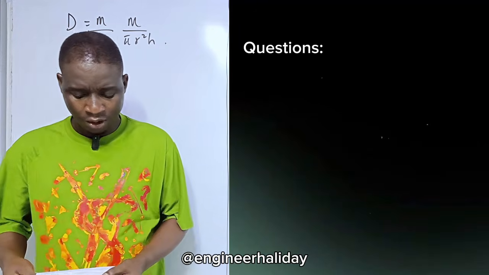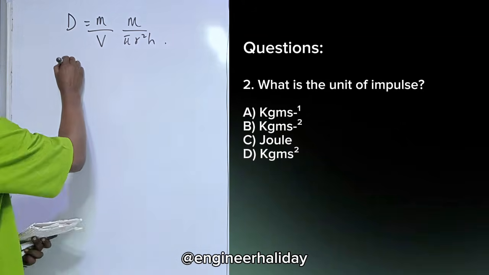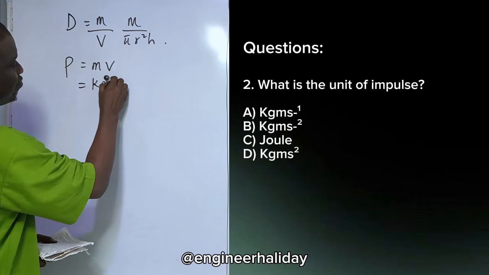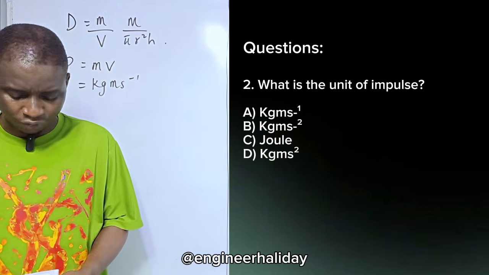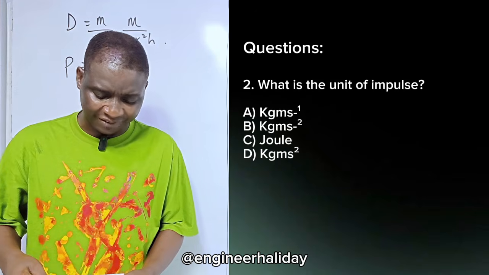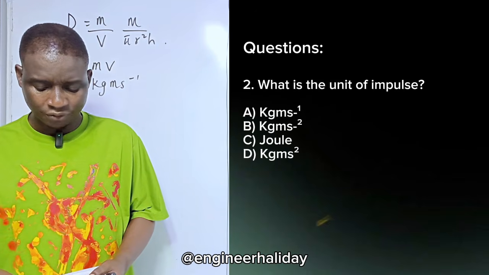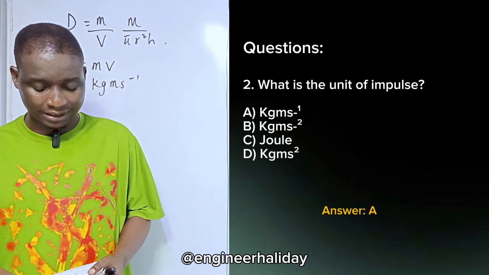Number 2 says, what is the unit of impulse? Impulse is equal to what? Mass times velocity, which is kg meter per second. We have A. Kg meter per second. B. Kg meter per second squared. C. Joules. D. Kg meter per second squared. Now this one is kg meter second rather.